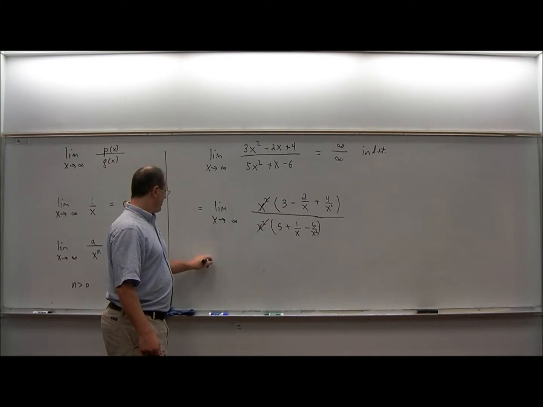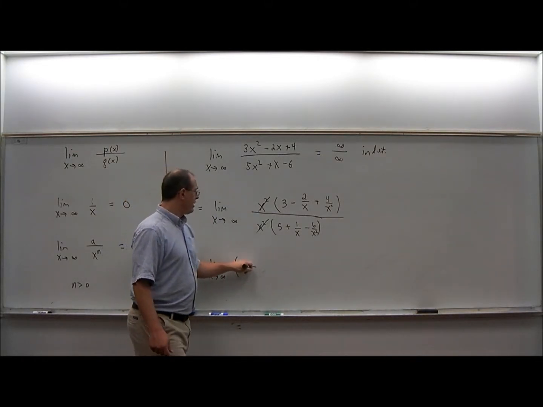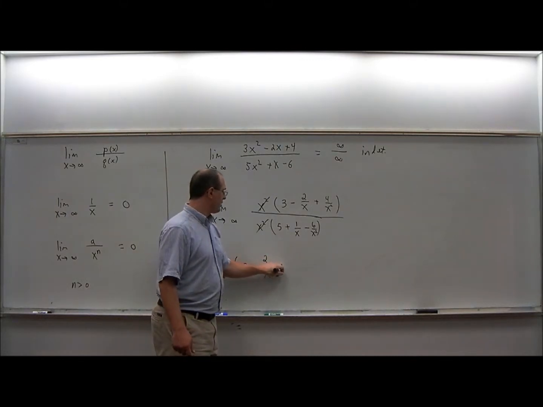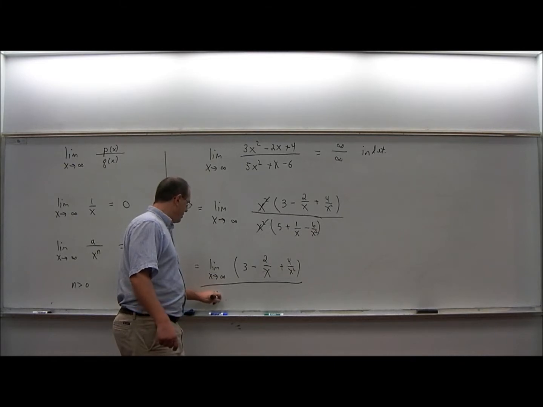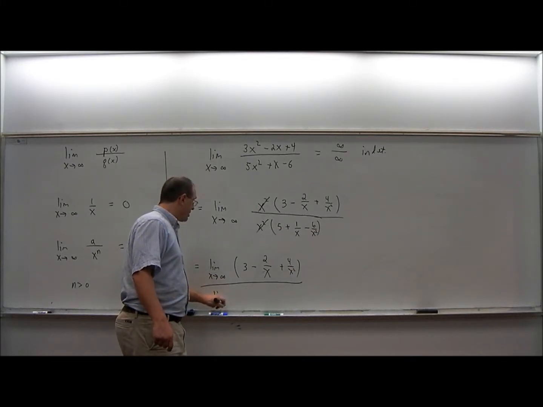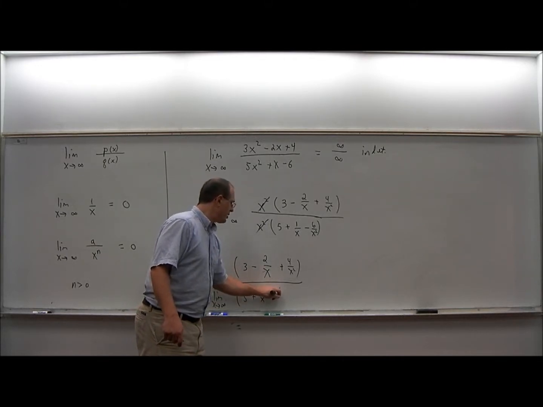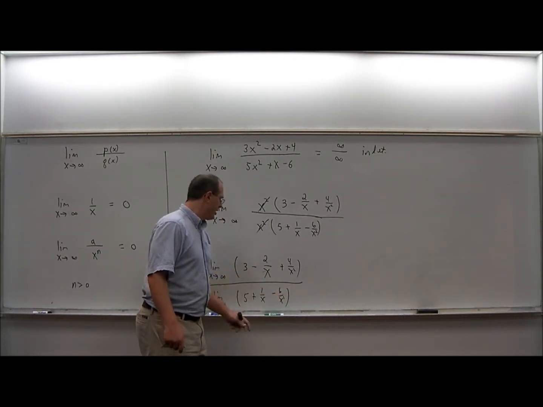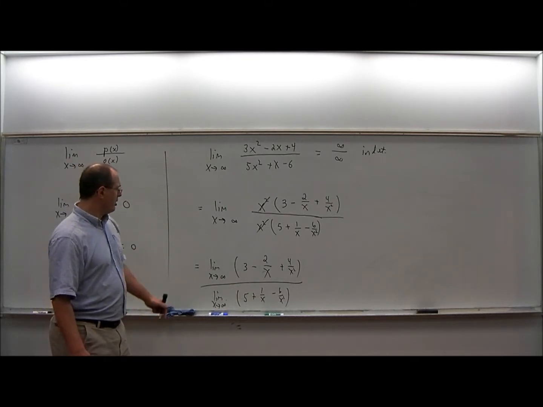We have in the numerator the limit as x goes to infinity of 3 minus 2 over x plus 4 over x squared. And in the denominator, we're going to have the limit as x goes to infinity of 5 plus 1 over x minus 6 over x squared. And both of those limits can be calculated without too much trouble.